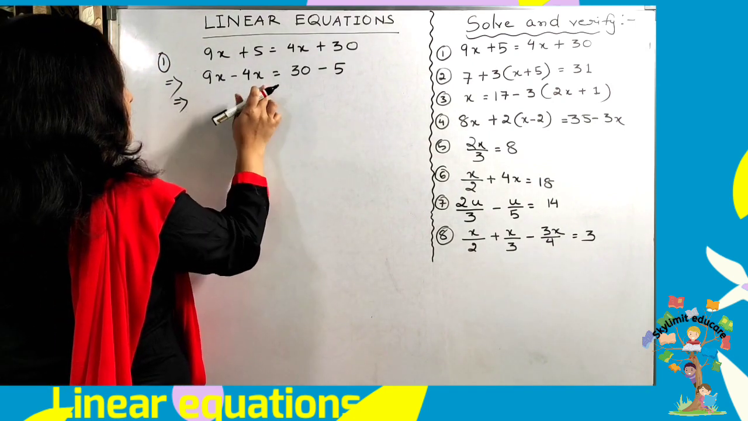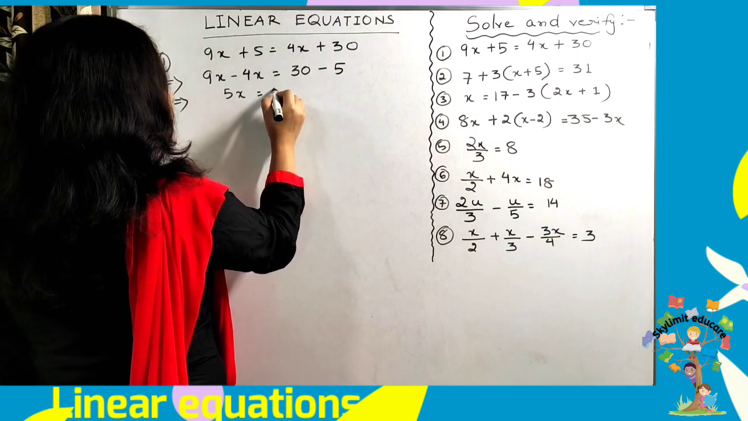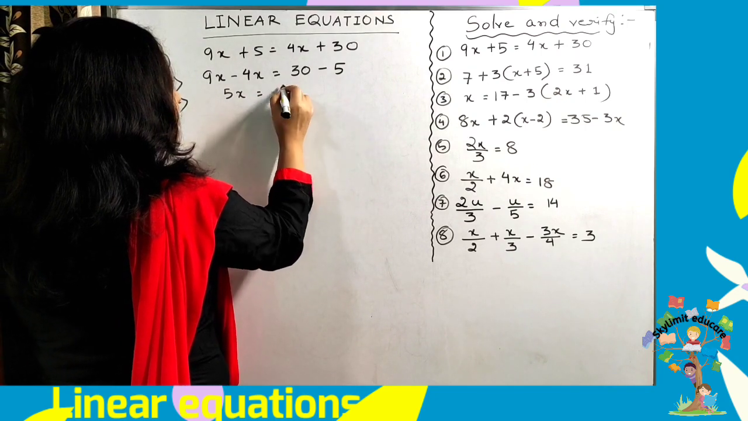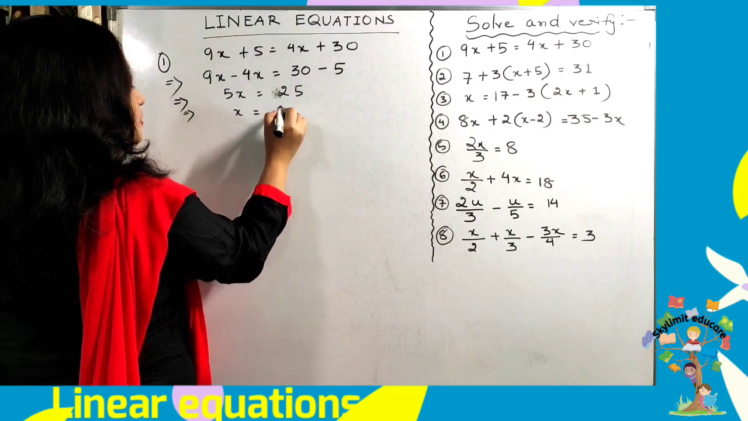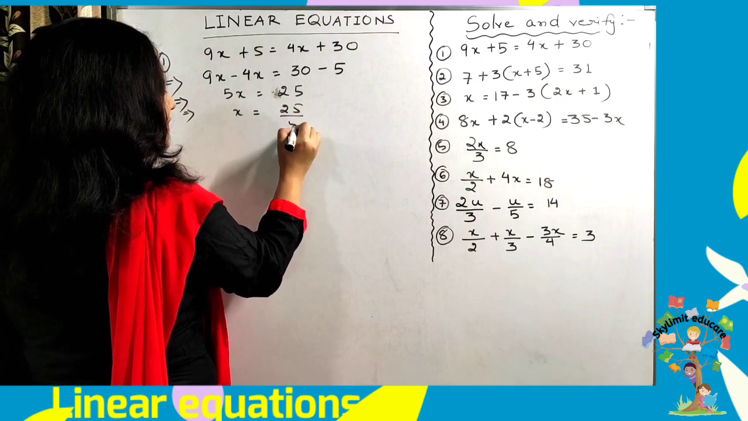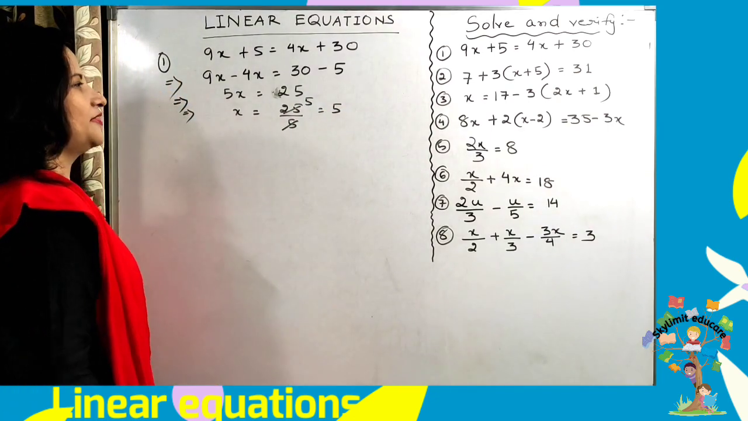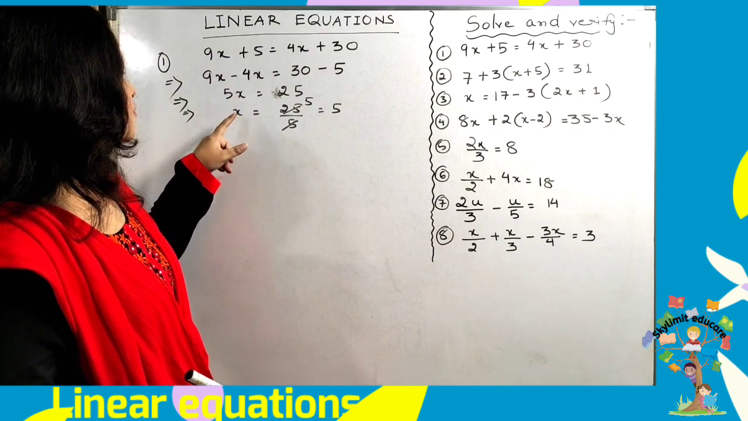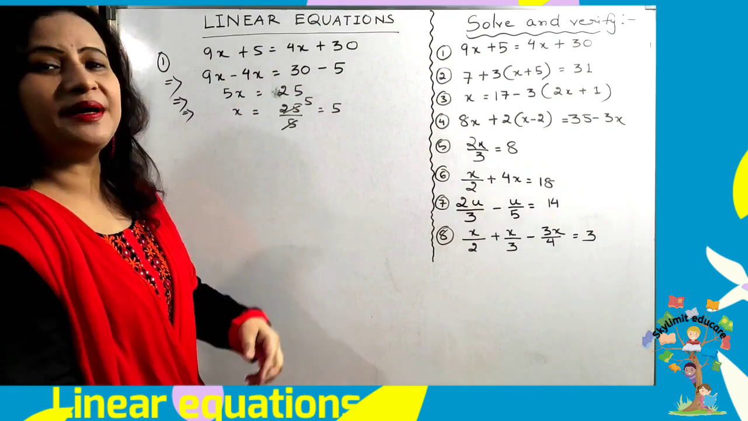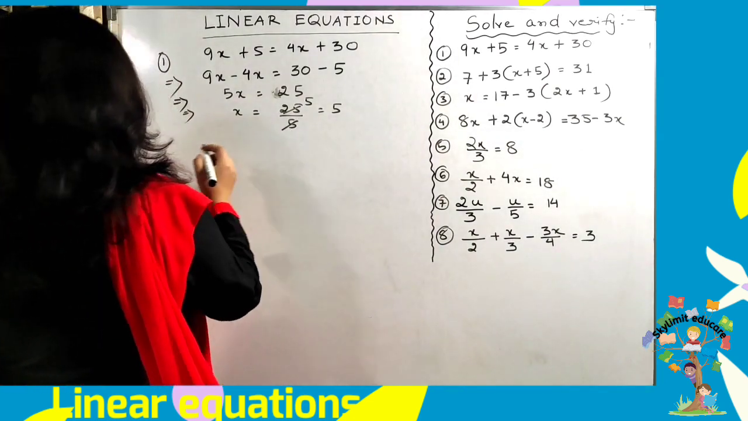Now 9x minus 4x will be 5x, and 30 minus 5 will be 25. That implies x is equal to 25 divided by 5. So the answer is 5. Now how to verify it? Remember, 5 is multiplied on this side, so when the 5 goes to the other side, it will be divided into 25. Yes or no?